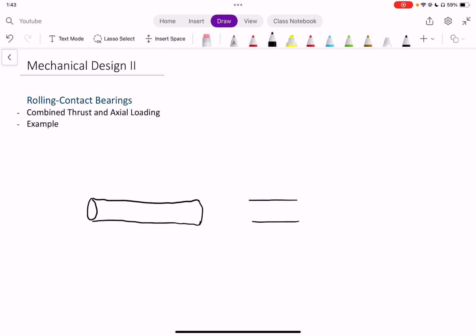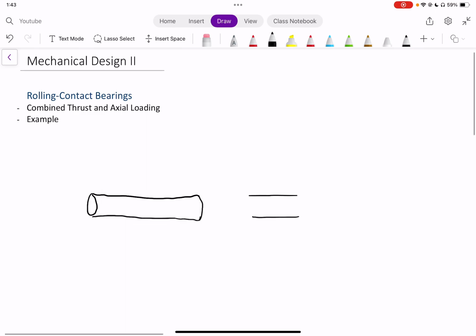Hey everyone, in this video we're going to be talking about rolling contact bearings, and specifically looking at combined thrust and axial loading. This video is part of a lecture series on Mechanical Design 2. We're going to get started with looking at a cylinder and adding a bearing around the cylinder.